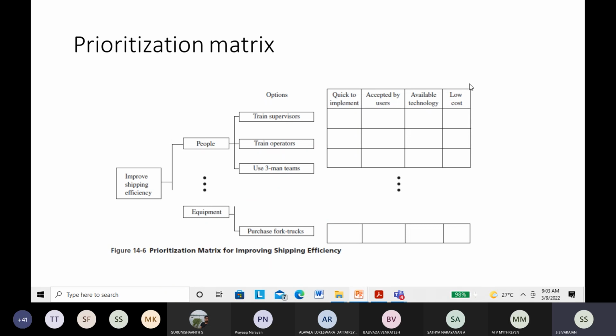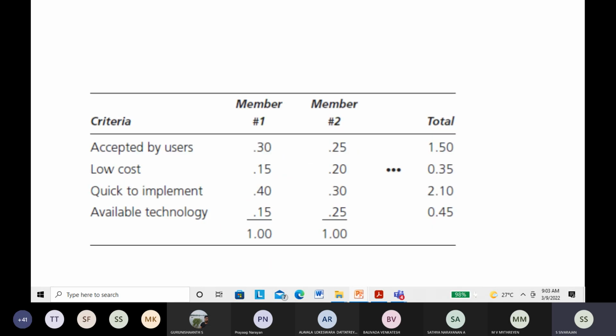And we have taken criteria. Which option is quick to implement, which option is accepted by users, available technology, low cost, all these criteria, we put some weightage, and finally we get the result. So that is called prioritization. There is no analysis here. This is the way we are doing it.